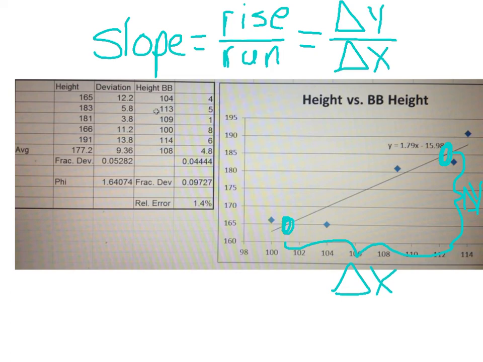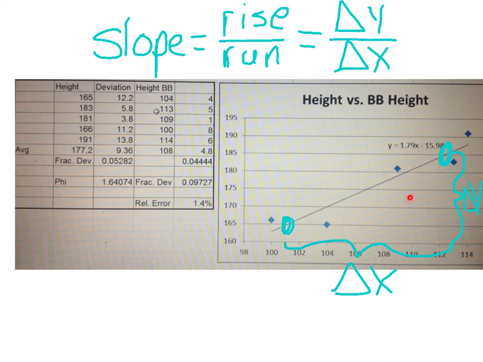But that's the idea that I want to have. And then that will give you, ultimately, your slope. In this case, it's 1.79, which is pretty far off from the value that we want, which is 1.618. But that's fine. This is an exercise in taking accurate measurements.